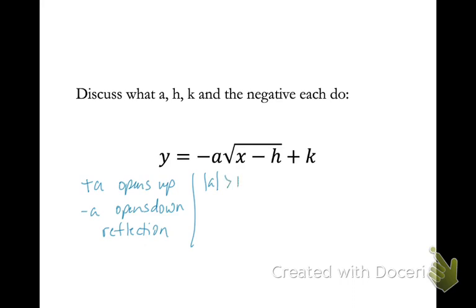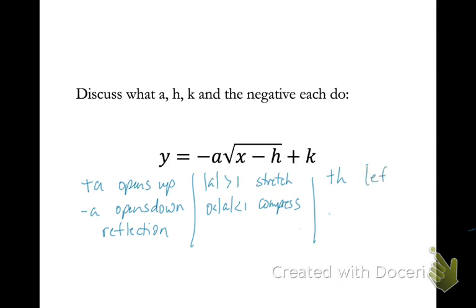If the value of A is greater than 1, then the graph will be stretched upward. If the value of A is between 0 and 1, a fractional amount, then it is a compression. And so a stretch brings that little half curve up higher than the parent, and a compress brings it down lower towards the x-axis. For your H value, it's opposite of what you think.